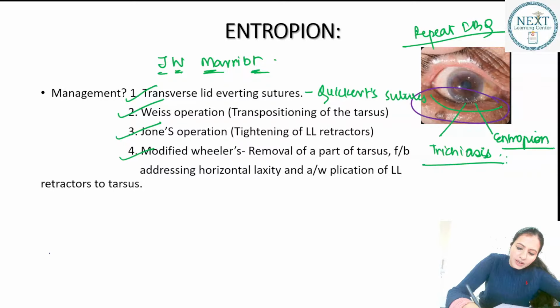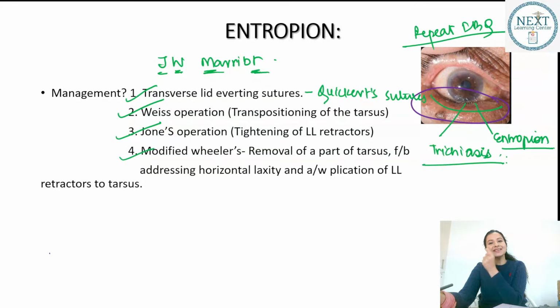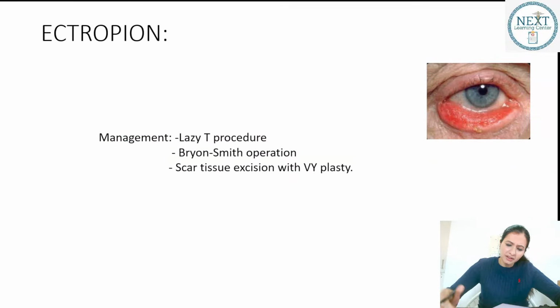So in all the cases, what are we doing? We are strengthening the retractor muscles of the eyelid so that the eyelid that has gone inside will now retract like this. Okay. Then this is your ectropion.